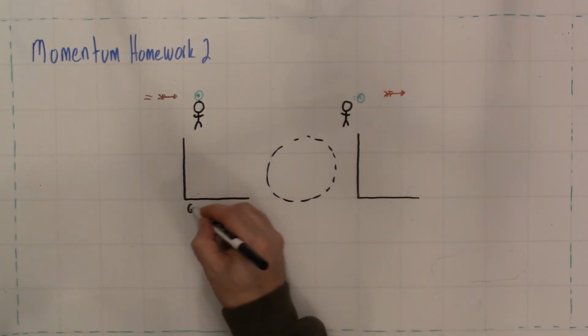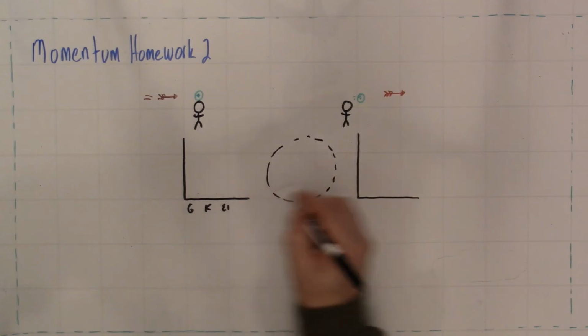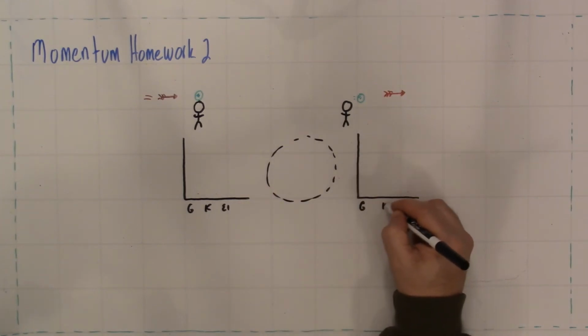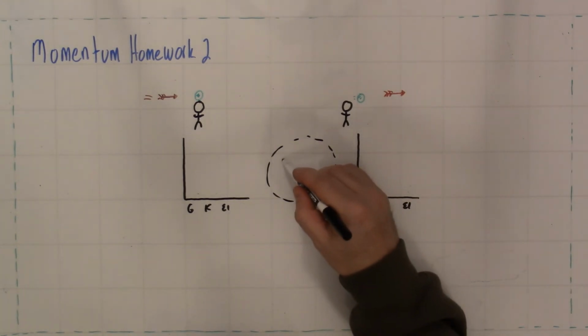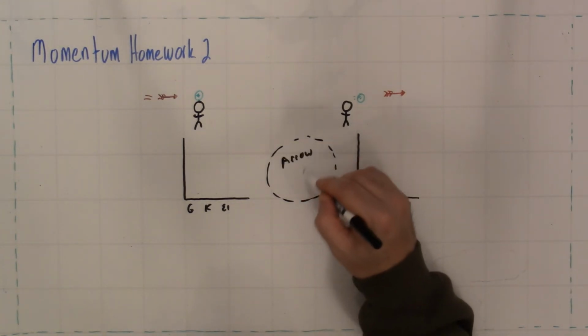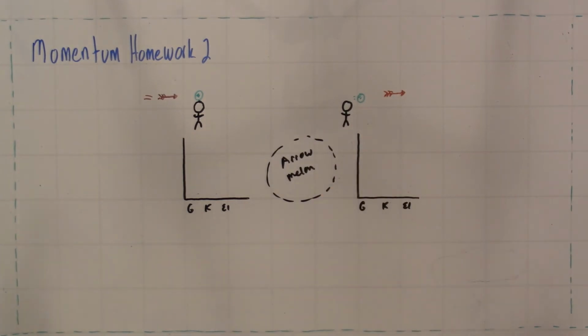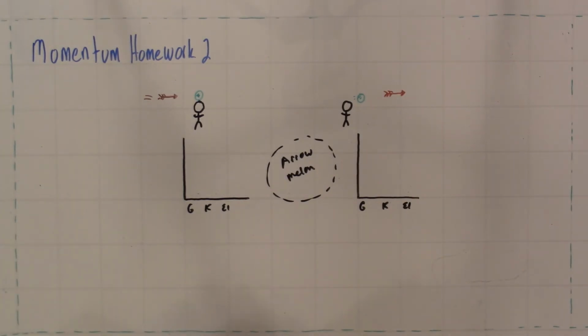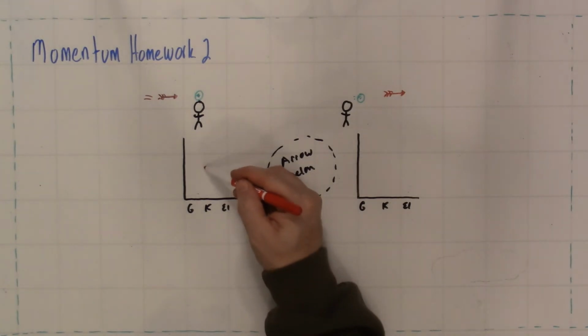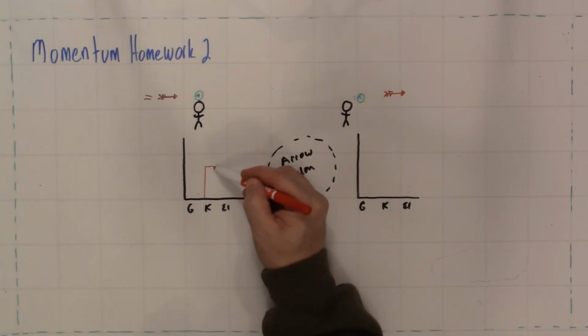So we have our gravitational, our kinetic, and our elastic. Gravitational, kinetic, and elastic. What's in the system? I think it's probably the arrow and the melon. Okay, that seems good to me. So beforehand, where's all our energy? It's all in the arrow. So the arrow has a bunch of kinetic energy. So we'll go with our standard 4 bars to start.